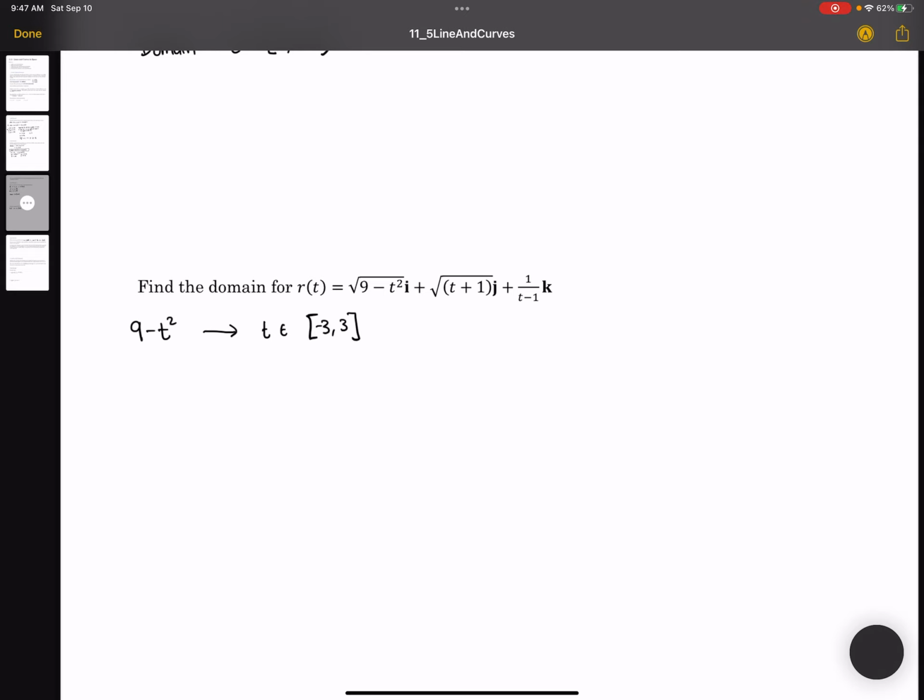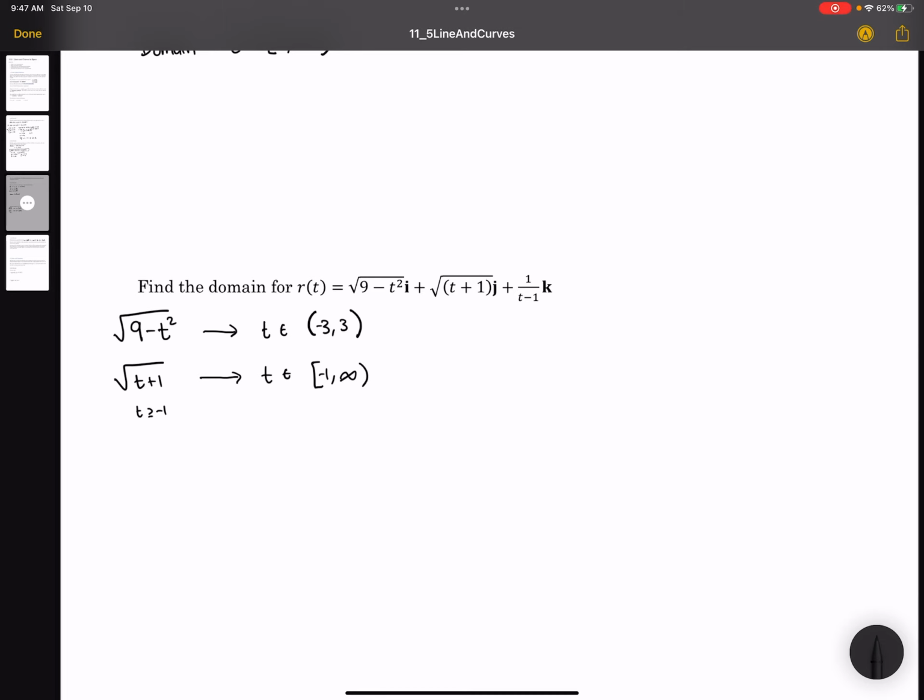But because we're taking a square root, we actually don't need the brackets. We actually need parentheses. So t is strictly some value between -3 and +3 for the first component. For the second component, I should have put that square root. For the second component, we have the square root of t plus 1. And in this case, we're going to need t to be greater than or equal to -1. So in this case, t is an element of the interval -1 to infinity.